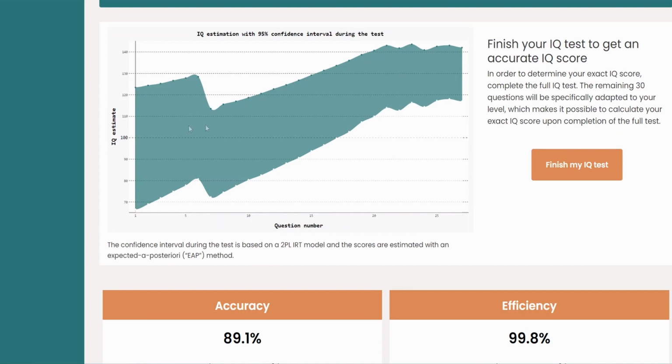And here we see an IQ estimate over time or the questions answered. So at first it starts from, it seems like, 65 to 125. And then over time it increases the value but decreases the interval. And at last it was between 117 and 142. Finish your IQ test to get an accurate IQ score. In order to determine your exact IQ score, complete the full IQ test. The remaining 30 questions will be specifically adapted to your level, which makes it possible to calculate your exact IQ upon completion of the full test.